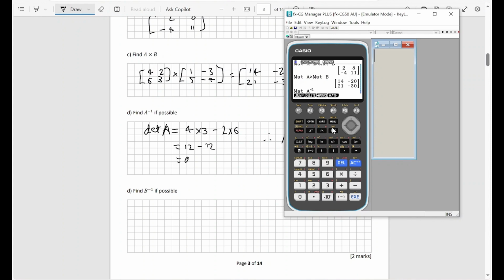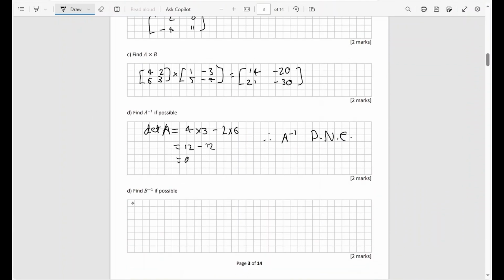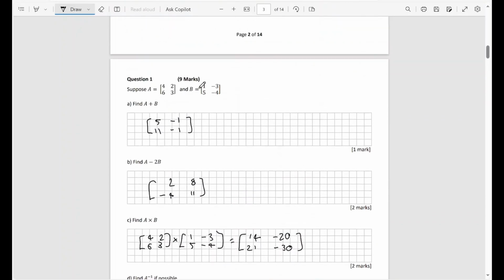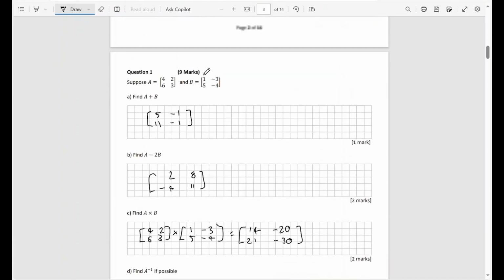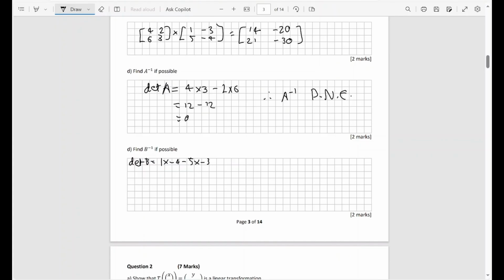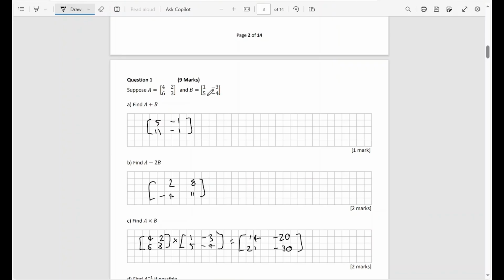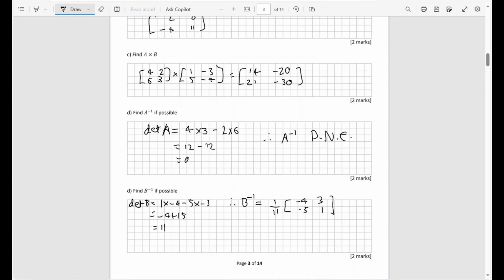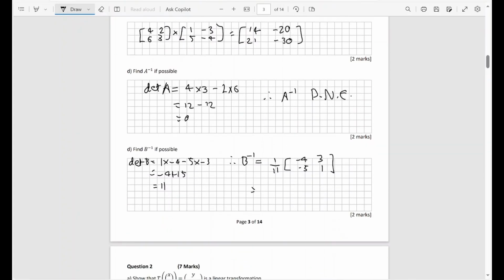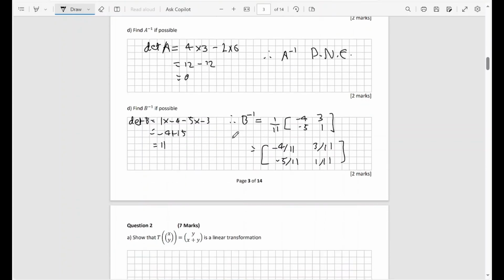Find B inverse if possible. So if I change this to be alpha B, hopefully that'll spit out an inverse. It does. So essentially, det B is 1 times minus 4, take away 5 times minus 3. So this becomes minus 4 plus 15, which is 11. Therefore, B inverse is 1 over 11, and then you swap the 1 and minus 4, and negate the minus 3 and 5. So you get 3 and minus 5. All right, so this would come out as minus 4 elevenths, 3 elevenths, minus 5 elevenths, 1 eleventh. Now, again, we can just double check.